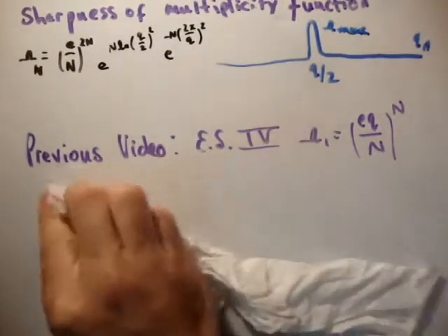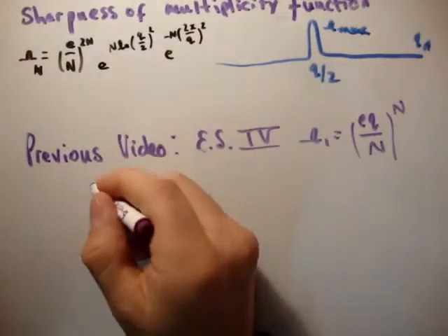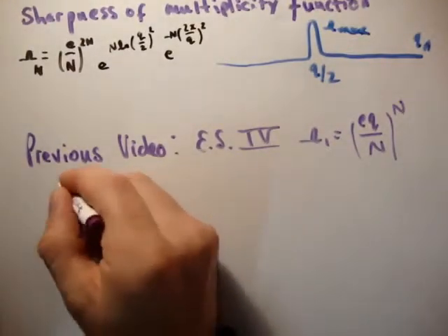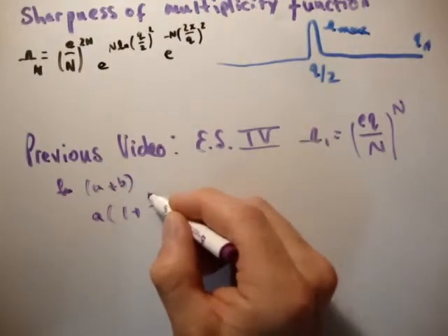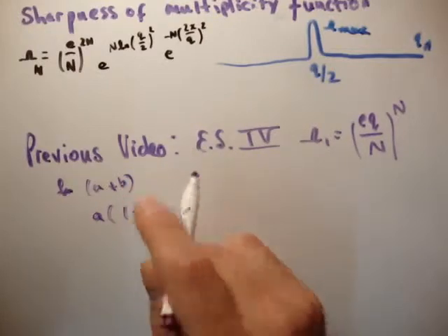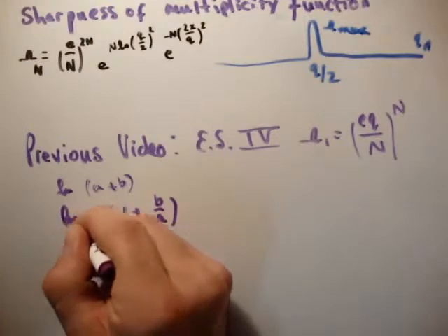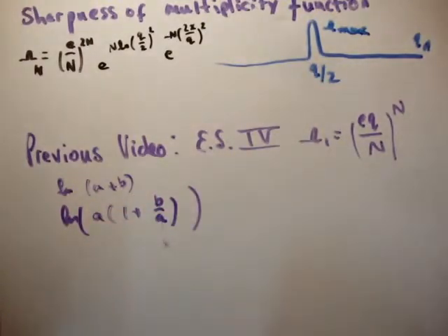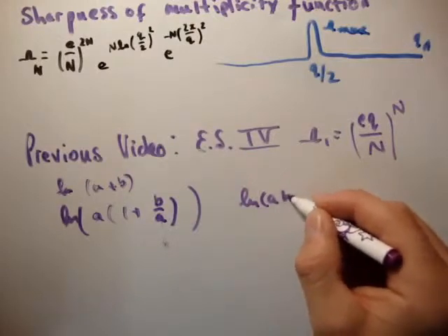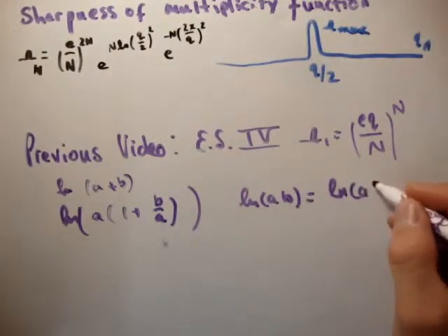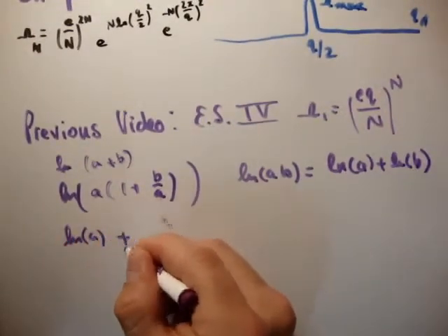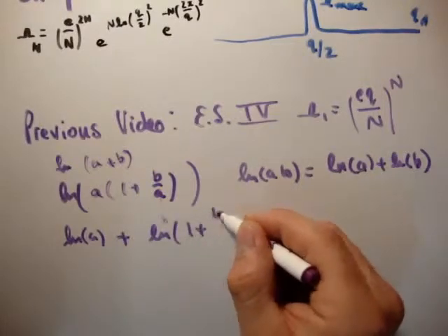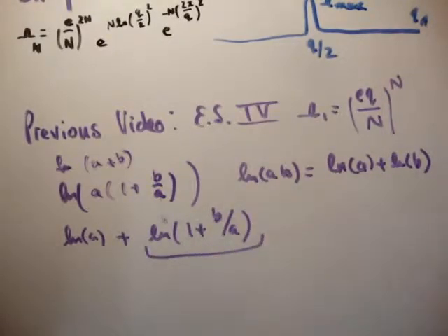Remember, the way we did that was we divided out the argument. So we had the natural logarithm of a plus b. What we did was we had the logarithm of a times 1 plus b over a, and then we use the fact that log a plus log b is equal to log ab, and therefore here what we have is the log of a plus the log of 1 plus b over a, and here we can apply our Taylor series. Alright, so that's just a very quick reminder.